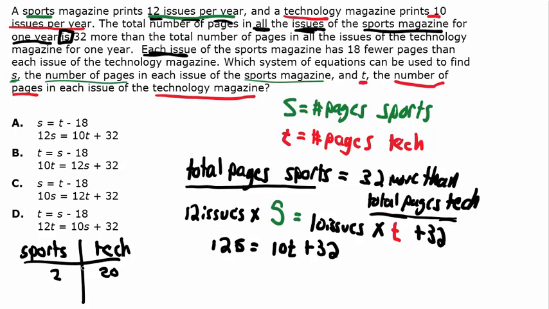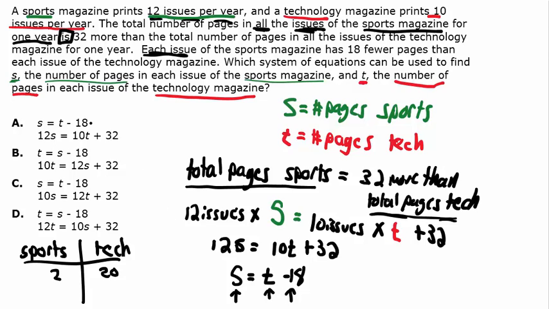That's the way my brain works about it. You might think about that a little bit differently, but I like to just pick a number and check it inside the problem to figure out how I'm going to write my equation. So again, I know that the sports is going to be equal to the tech minus 18. Let's see if that makes sense in the problem again. Each issue of the sports has 18 fewer pages than each issue of the tech. The tech and then 18 fewer. That should work. Let's see if this matches any of the answer choices.